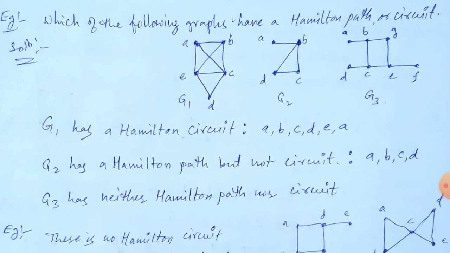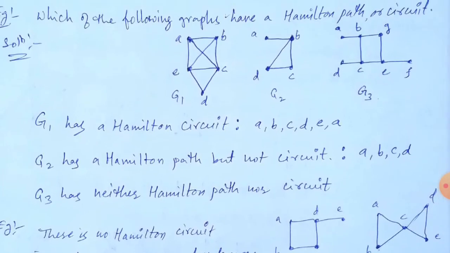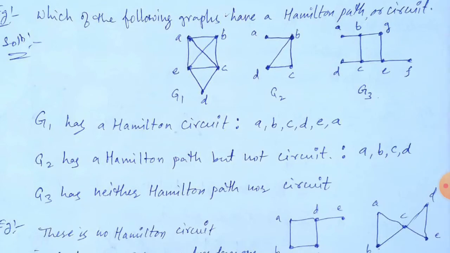And another difference is there in Hamiltonian and Euler. In Euler we can repeat vertices, we cannot repeat edges. Here in Hamilton we cannot repeat vertices, okay. Observe that one. Now in G2 as a Hamiltonian, of course in this one also we cannot repeat edges, but we may omit edges from the original graph. Now G2 has a Hamiltonian path but not circuit.